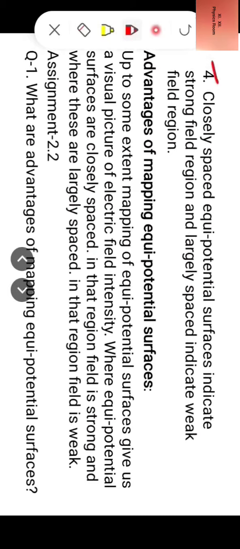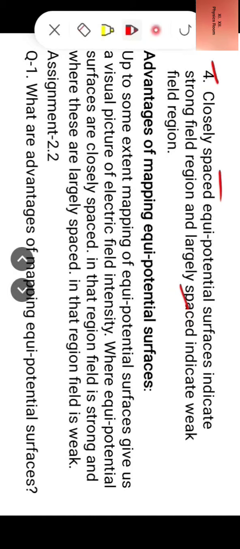Now, the fourth salient feature of equipotential surface: closely spaced equipotential surfaces indicate strong field region and largely spaced indicate weak field region, like electric lines of force. I repeat, closely spaced equipotential surfaces indicate strong field region and largely spaced indicate weak field region. Okay, so this is the fourth one.